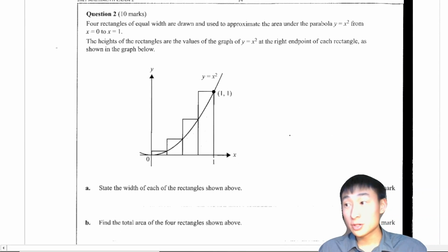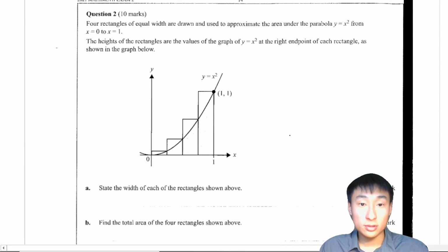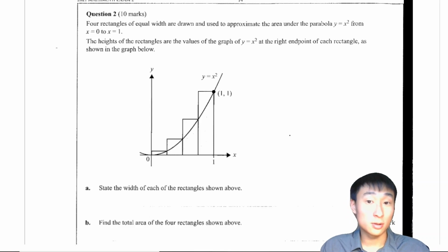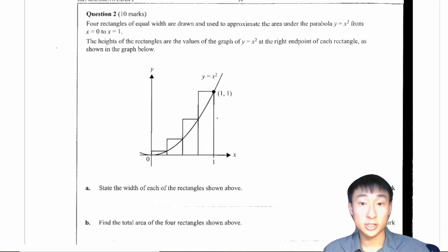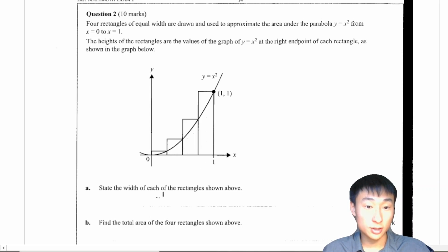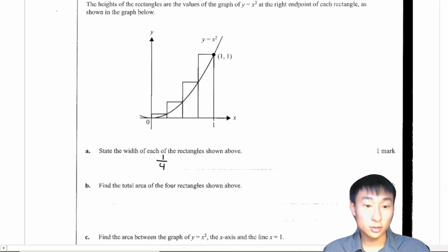Four rectangles of equal width are drawn and used to approximate the area under the parabola y equals x squared from x equals 0 to x equals 1. The heights of the rectangles are the values of the graph at the right end point of each rectangle. The width of each of the rectangles is 1 over 4. Let's find the total area of the 4 rectangles. That's just x squared.